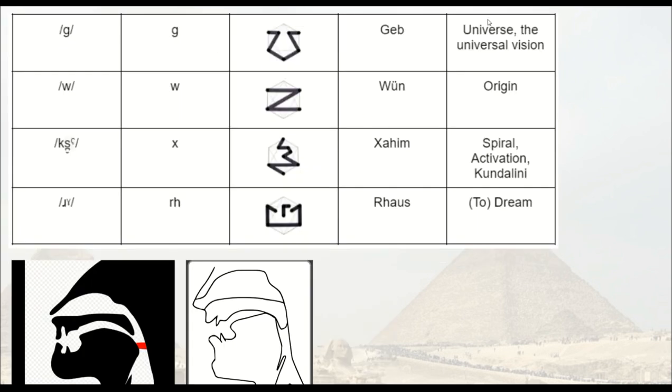Next group, we have G, which means the universe, the universal vision. Then which means the origin. X, which means the spiral activation, kundalini. And R, which means to dream. For this sound, X, the little symbol that looks like an opposite question mark simply means that the back of the tongue will be close to the back of the larynx.